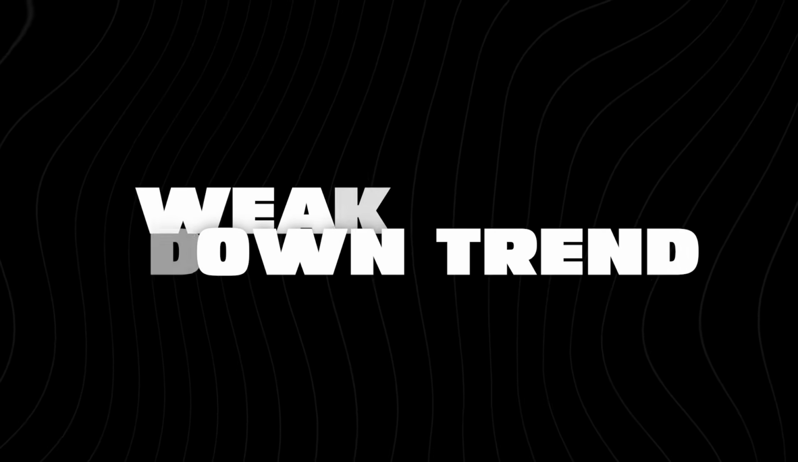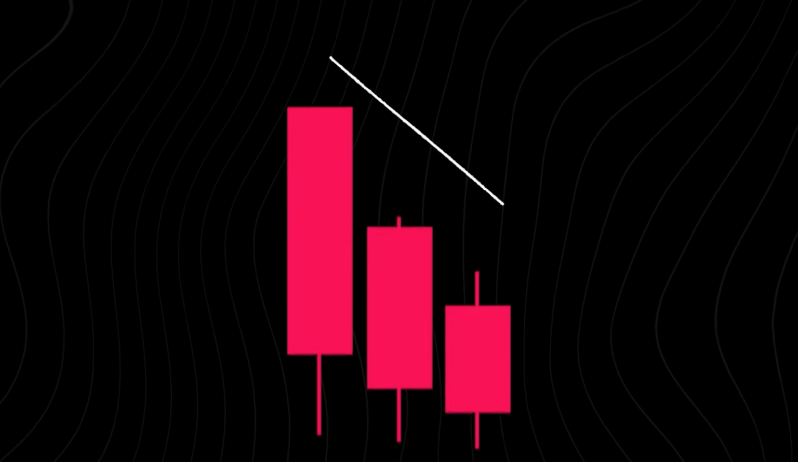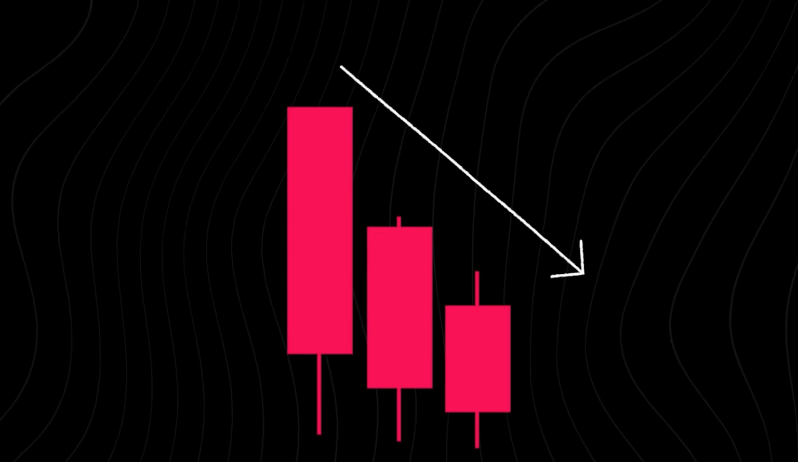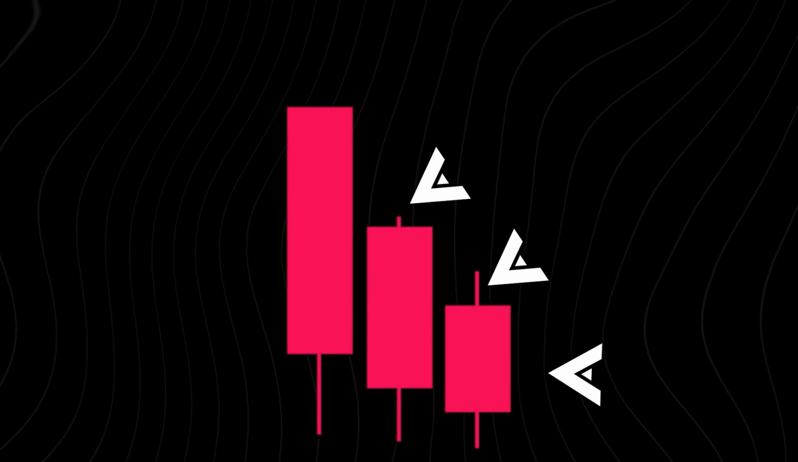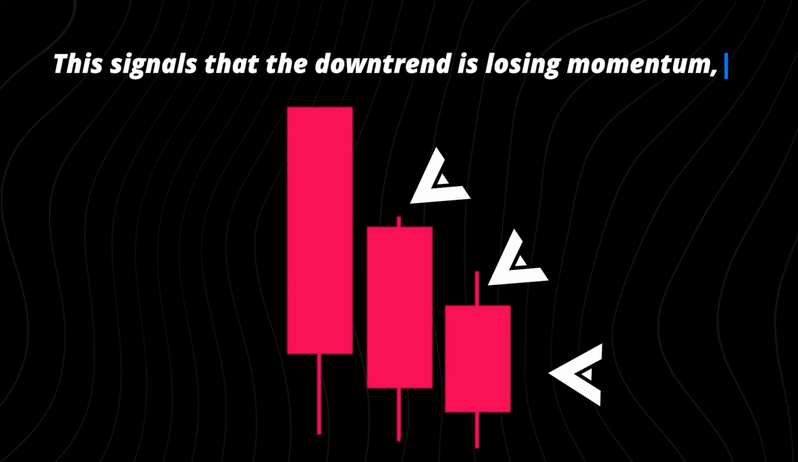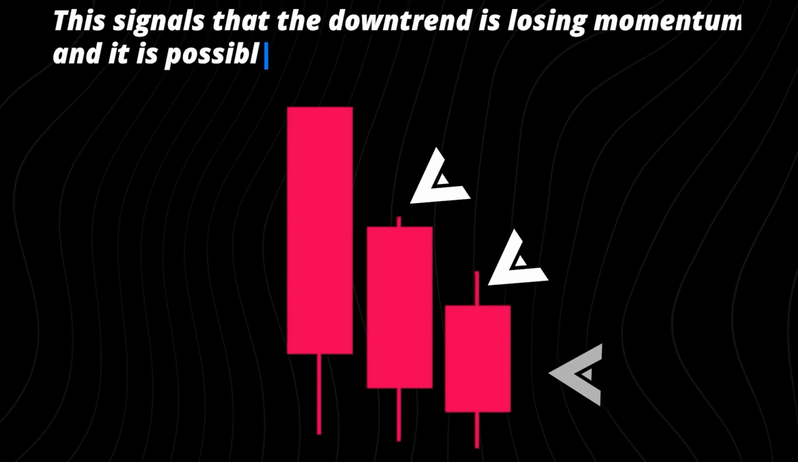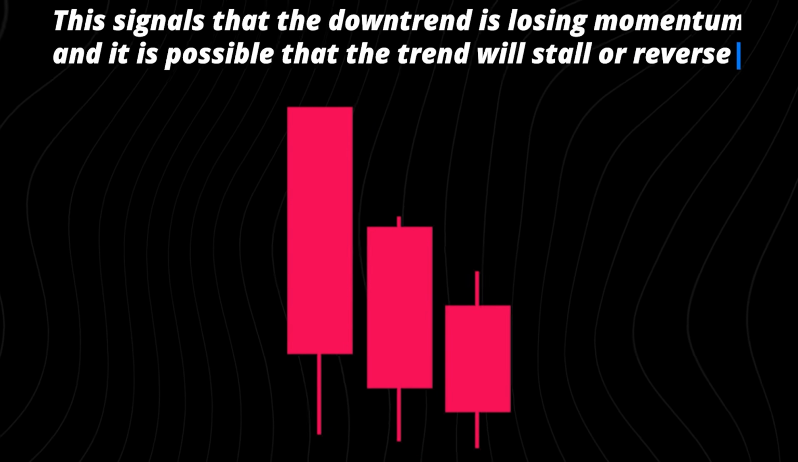Number 5. Weak downtrend. When a downtrend weakens, we see a succession of red candles with the upper wick appearing and the candle bodies shrinking. This signals that the downtrend is losing momentum, and it is possible that the trend will stall or reverse.